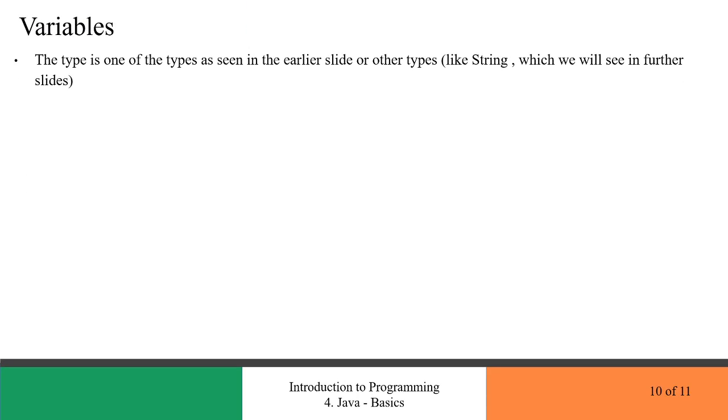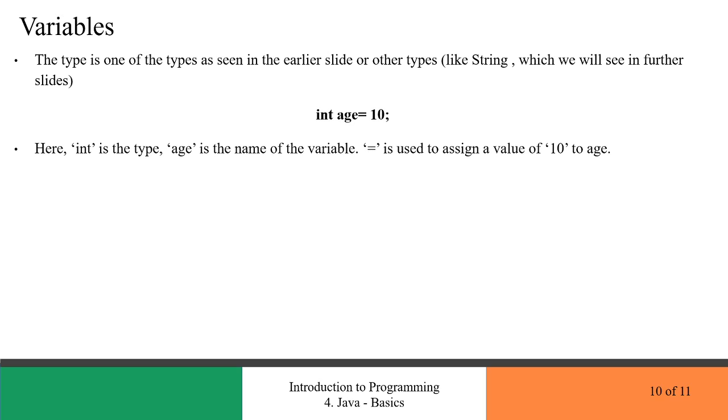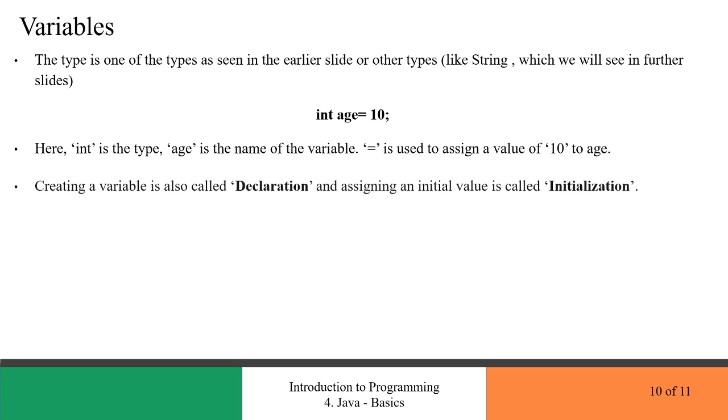The type of variable is one of the primitive types that we saw earlier. Consider the statement int age is equal to 10. Here, int is the type of the variable, age is the name given to the variable, equal symbol is used to assign the value of 10 to the variable age.